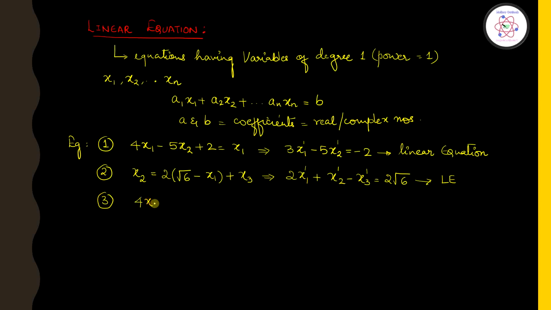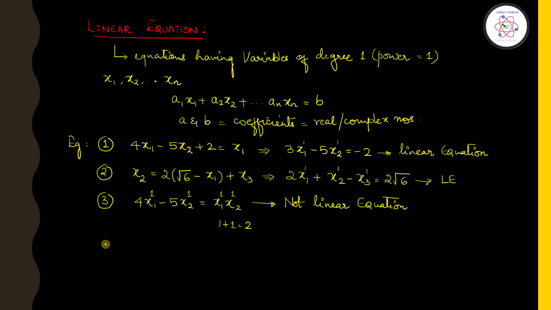Third example: 4x1 minus 5x2 equals x1 x2. If you look at this equation, x1 has degree 1 and x2 has degree 1, but these two together, x1 multiplied with x2, will have a power equal to 2. So this equation has a term with degree greater than 1 and not equal to 1. Hence, it is not a linear equation.